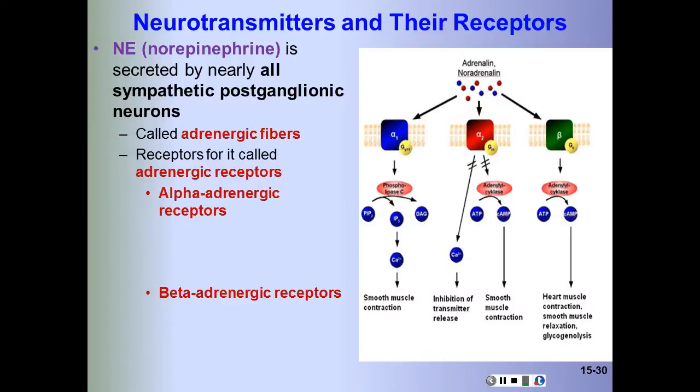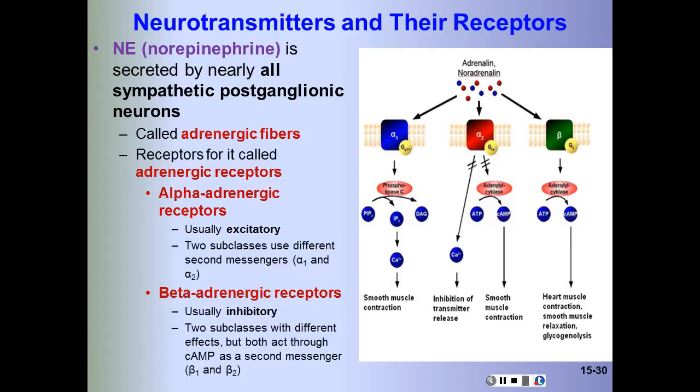Norepinephrine is secreted by nearly all the sympathetic postganglionic neurons. They're also called adrenergic fibers. Nerve fibers that secrete norepinephrine are called adrenergic fibers, and the receptors are called adrenergic receptors. There are two types of those receptors: you have a beta and you have an alpha.